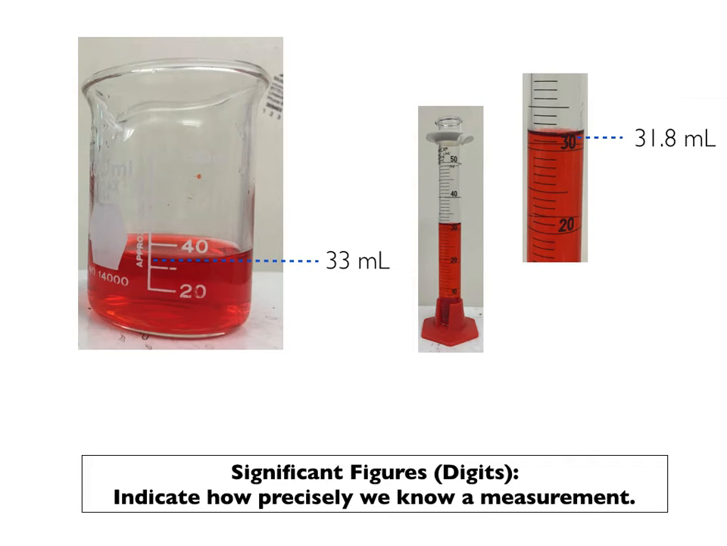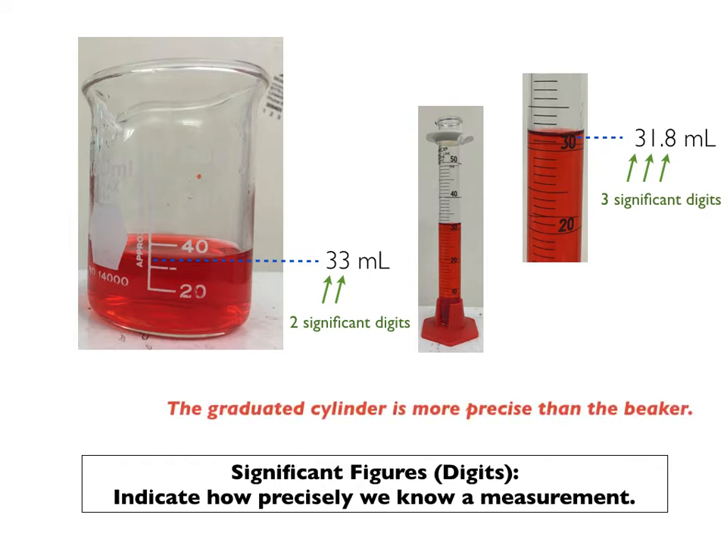These significant figures, also known as significant digits, indicate how precisely we know a measurement. And we can look at this and say the beaker gave us two significant figures, right? That means there's two numbers to that measurement, whereas the graduated cylinder gave us 3. We can be a little bit more certain of the measurement of that graduated cylinder because of that extra decimal place. So what we would say is the graduated cylinder is a more precise instrument than the beaker.